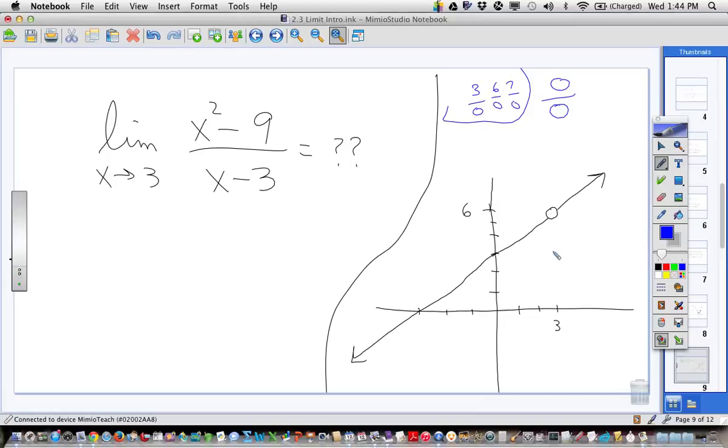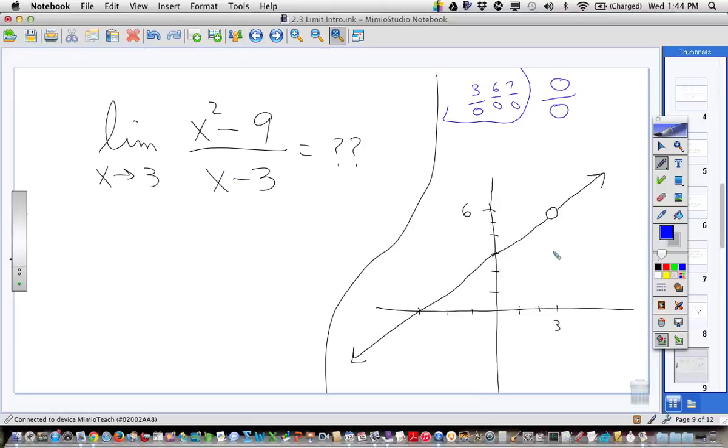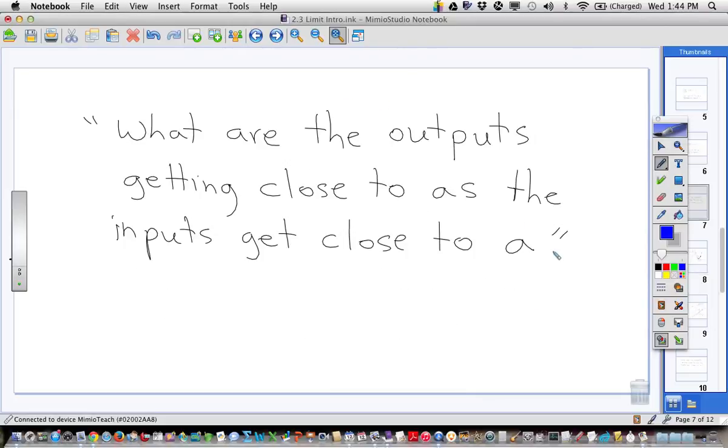Well, now listen, you've got to go back to this. When I say what is the limit, you should be thinking, what are the outputs getting close to? What are the y values getting close to as the inputs get close to 3? 6. The limit here is 6. Okay? This right here is what a limit is. This sentence right here is what you've got to understand. Limit is what the outputs are getting close to as the inputs get close to a.